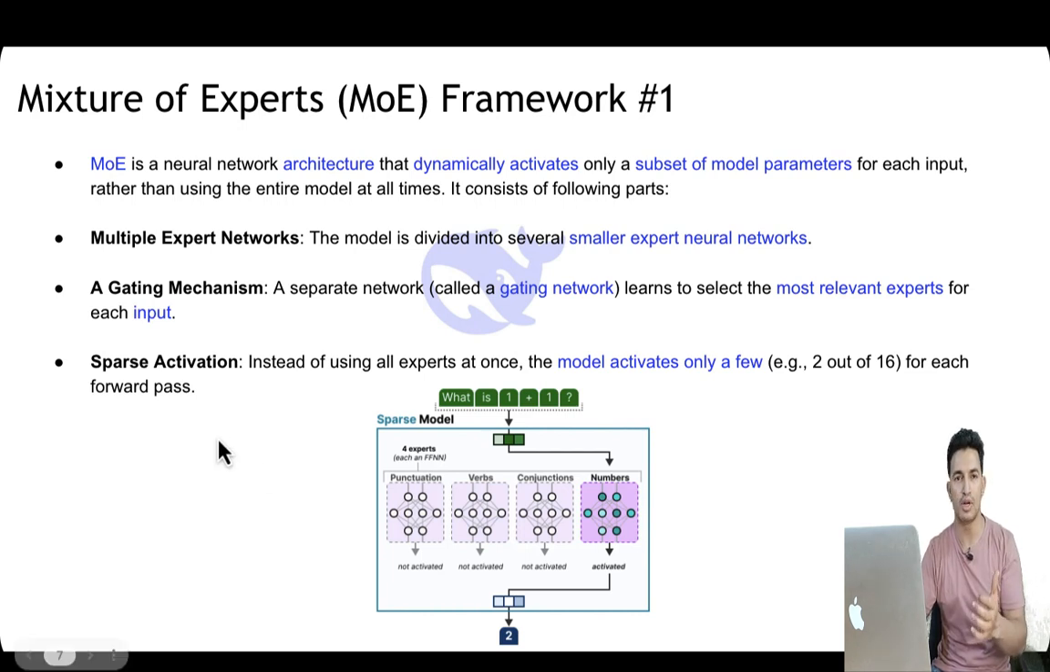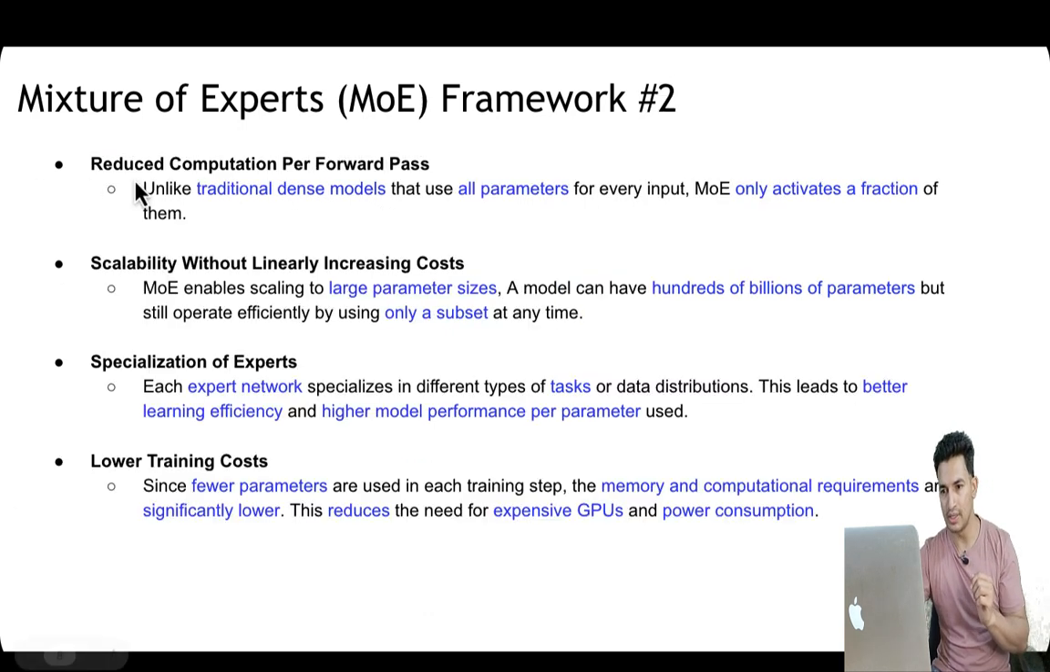Hence it reduces the number of activated parameters per token, and training is cheaper because it is not training on all the parameters. Now only a few parameters are adjusted, which are the activated ones. So there is a reduced computation per forward pass, because unlike a traditional dense model that uses all parameters for every input, mixture of experts only activates a fraction of them, and scalability without linearly increasing cost, right? Because MoE enables scaling of large parameter size models.